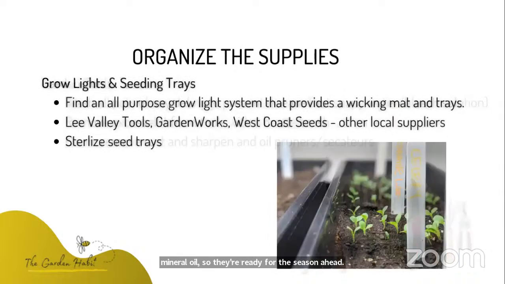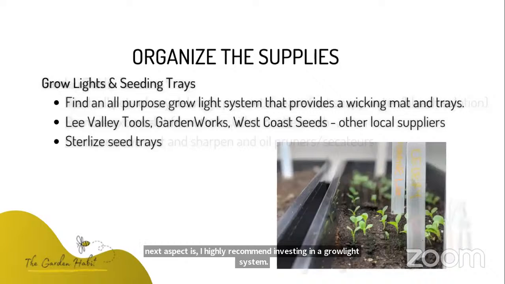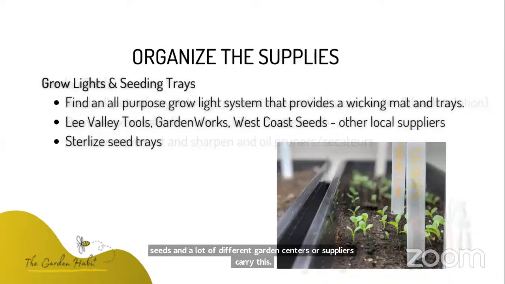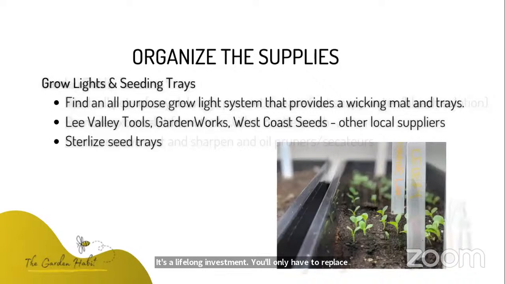The next aspect is I highly recommend investing in a grow light system. I bought my grow light system, I think about 8 or 9 years ago, and it has a wicking mat built into it and a platform with seed trays where it bottom waters my seed trays, and I can move the light up and down so when the seeds are growing, they're closest to the light. And a lot of different garden centers or suppliers carry this. It's a lifelong investment. You'll only have to replace the actual lights, and it helps you get that jump start to your garden season, especially if we're having unpredictable weather.